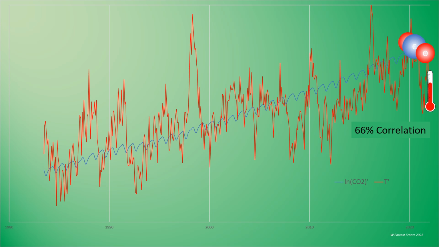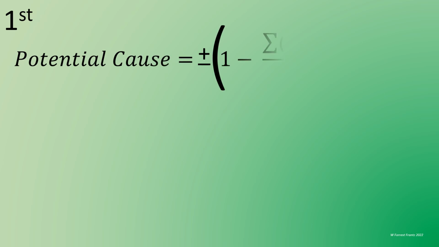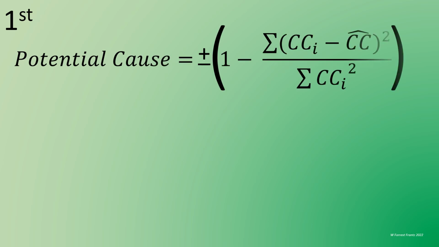Both theories were proven to be false. But why? How did scientists err? And what have we learned? There were three huge mistakes. First, we will look at why correlation should never be used by scientists to determine cause and effect.